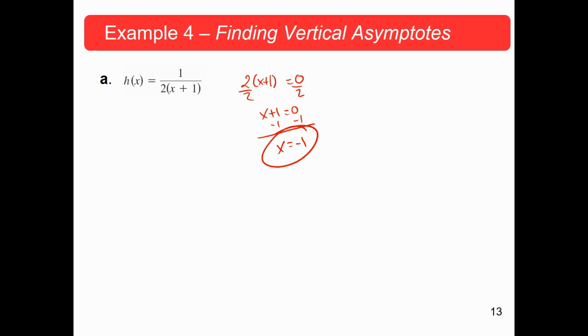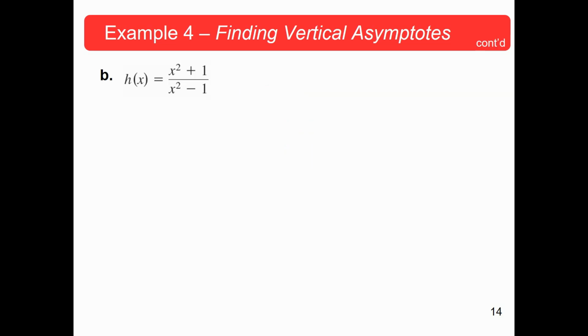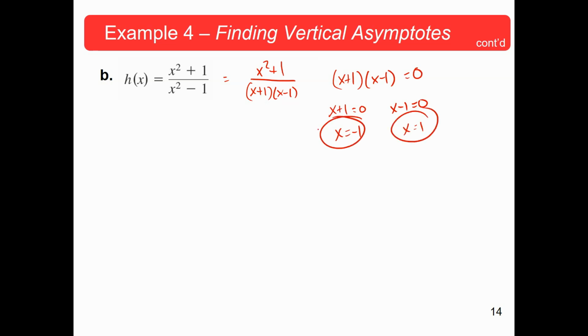Now, what about this? Here I've got x squared plus 1, which doesn't factor. I've got x plus 1, x minus 1. That does factor. So there's nothing I can cancel out, but I can see that if I let x plus 1, x minus 1 equal 0, I know that each one of these has to equal 0. So I get x equals negative 1, x equals positive 1, 2 vertical asymptotes.